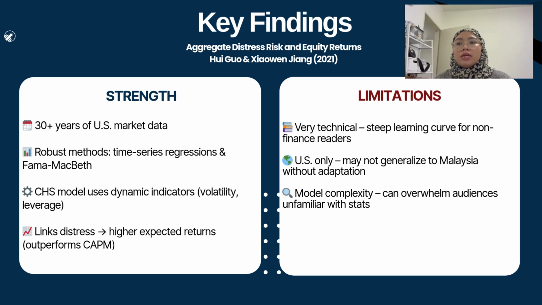The CHS model stands out because it doesn't just look at credit spreads, which can be slow to react. Instead, it uses more dynamic indicators such as firm-specific volatility and leverage to calculate distress. Another key strength is how it links the default probability to future stock returns. This article shows that when distress risk is high, expected returns are also high, offering a better explanation than traditional models like CAPM. However, the article does have some limitations.